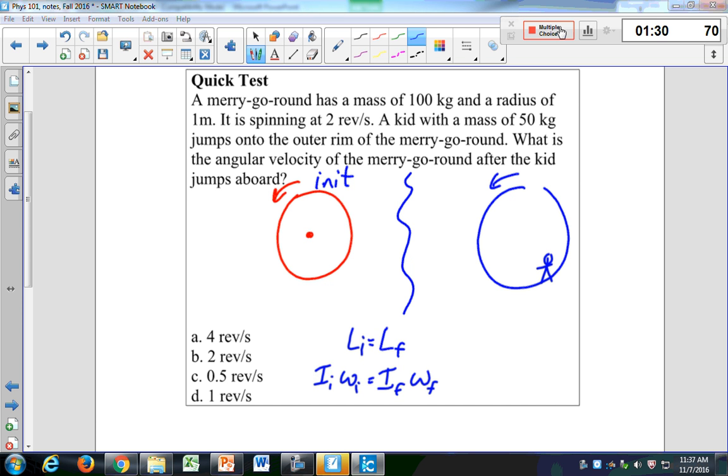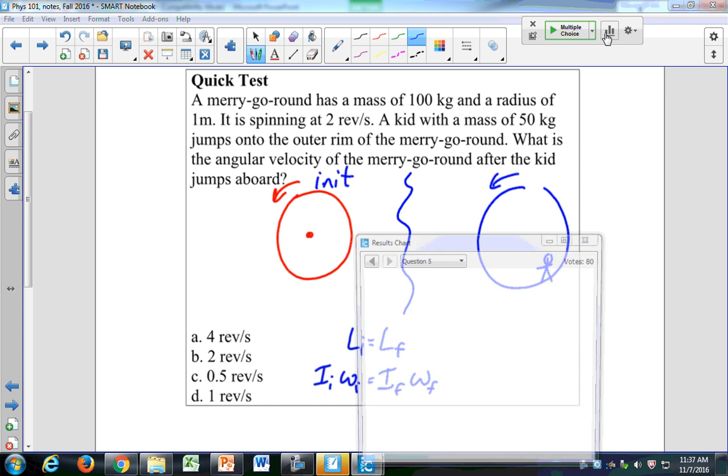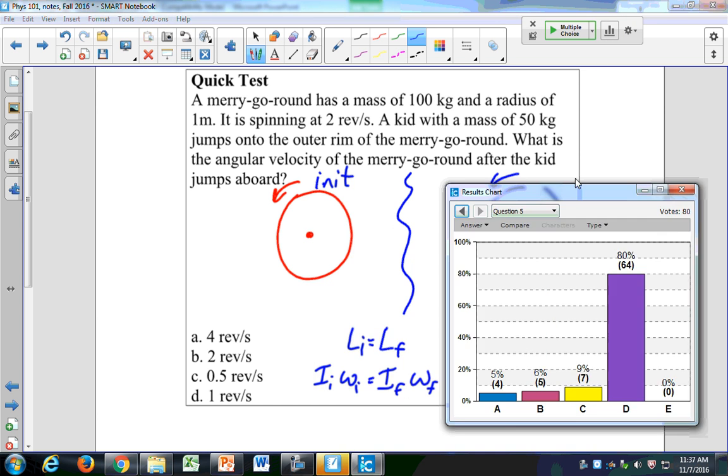All right, let's stop at about 145. Just 10 more seconds. Just guess if you're not sure. Okay, looks like most of you put D.